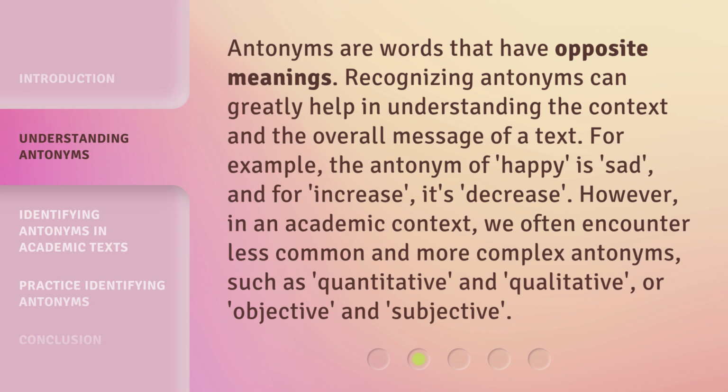Antonyms are words that have opposite meanings. Recognizing antonyms can greatly help in understanding the context and the overall message of a text. For example, the antonym of happy is sad, and for increase, it's decrease. However, in an academic context, we often encounter less common and more complex antonyms, such as quantitative and qualitative, or objective and subjective.